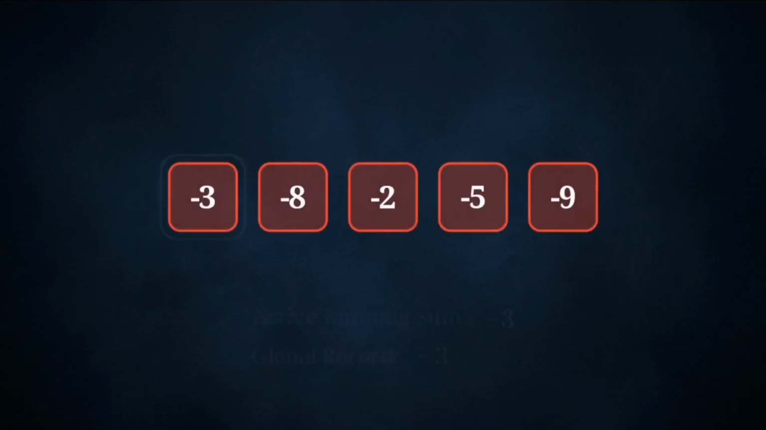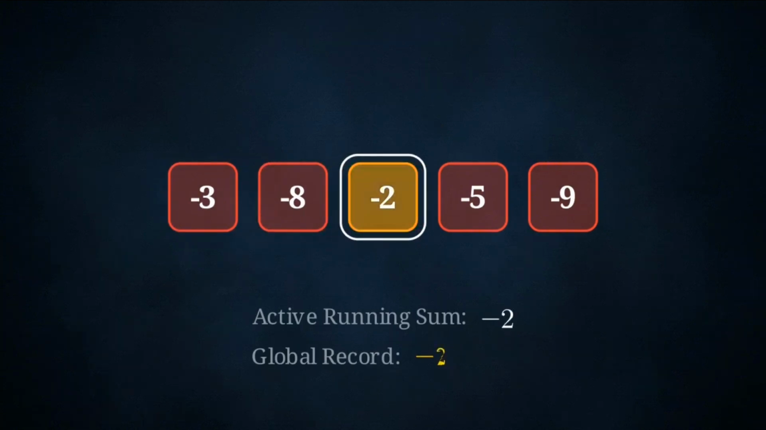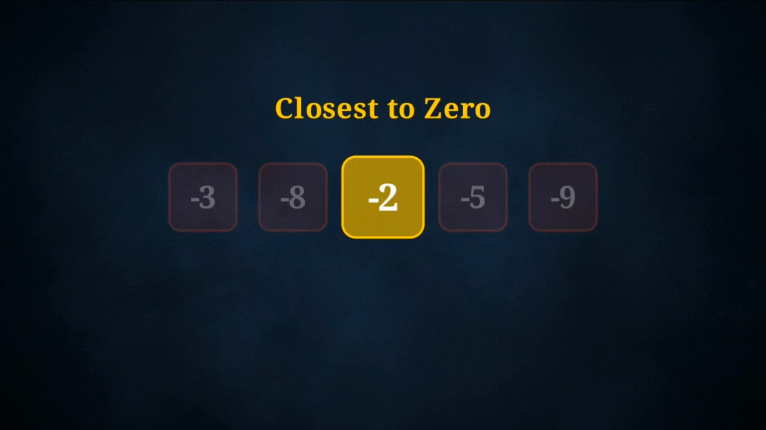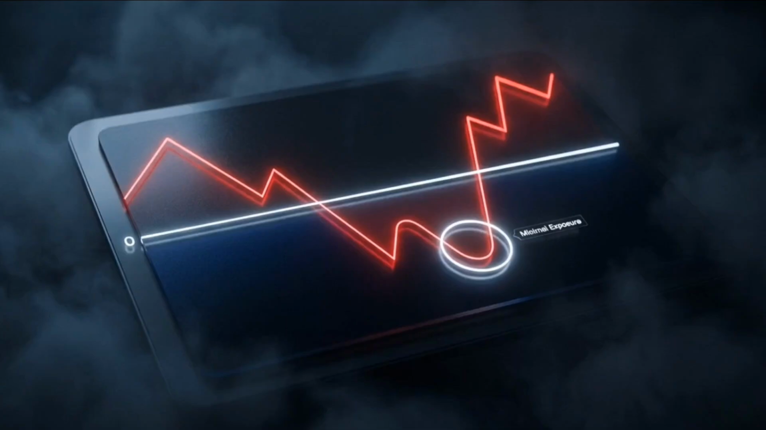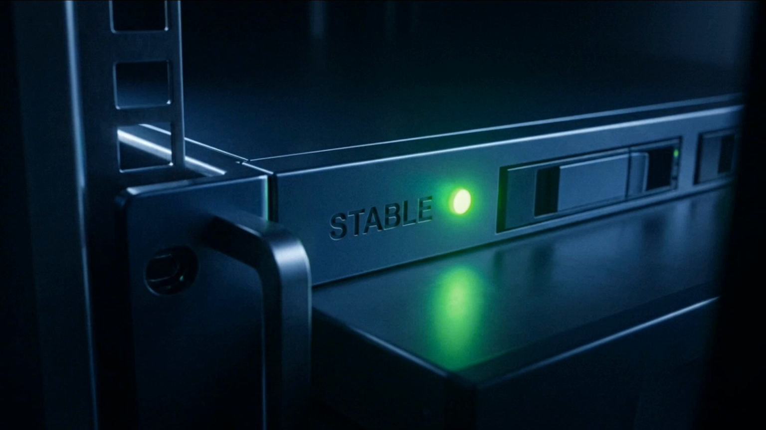In an all-negative dataset, where every point is a loss, the logic must identify the single element closest to 0. This ensures the system reports the least damaging period rather than a false positive. High-performance code is defined by its ability to navigate these scenarios without suffering a catastrophic failure.